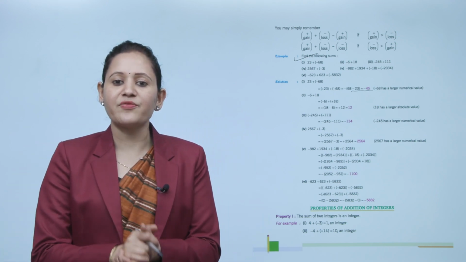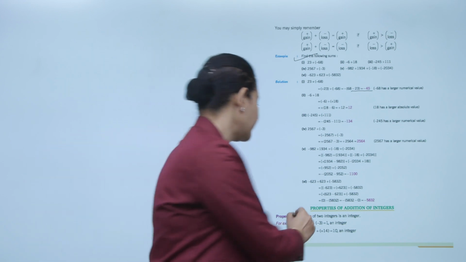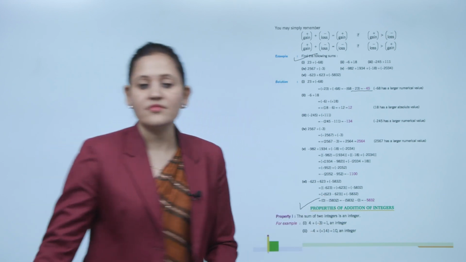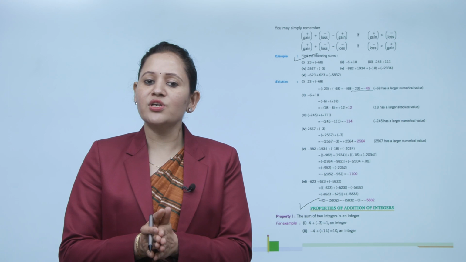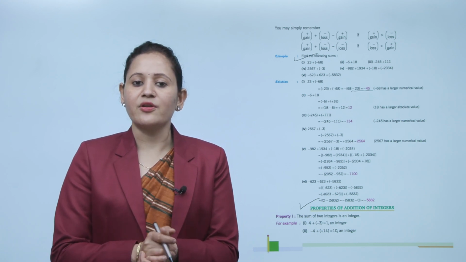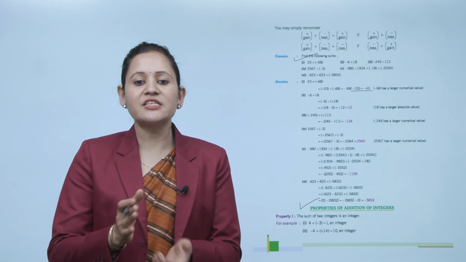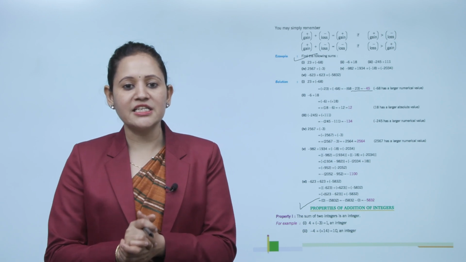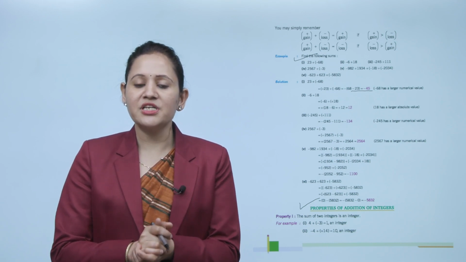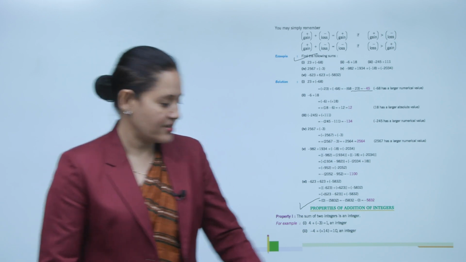Next is properties of addition of integers. Property 1: the sum of two integers is an integer. For example, 4 plus minus 3, that is 1. Here 1 is an integer. So when we add two integers, we'll get an integer.